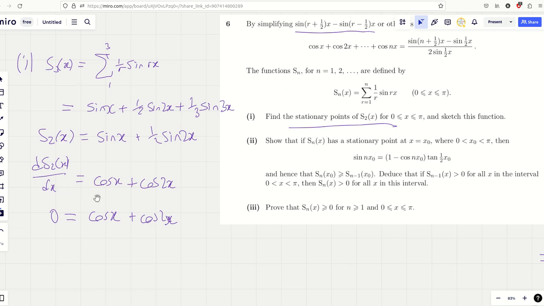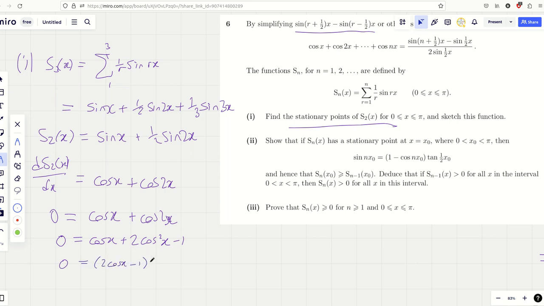So differentiate this, you get cos x plus cos 2x. Set it equal to 0. And then what we're going to do, and I haven't written this down yet because this is how far I got in the last video, is I'm going to use the double angle for that. Seems fairly sensible. So the double angle for this is 2 cos squared x minus 1. And we've got a quadratic.